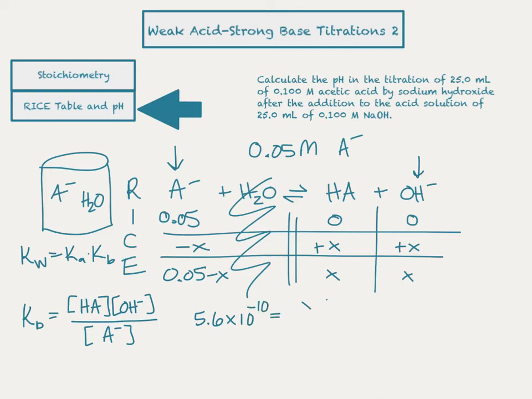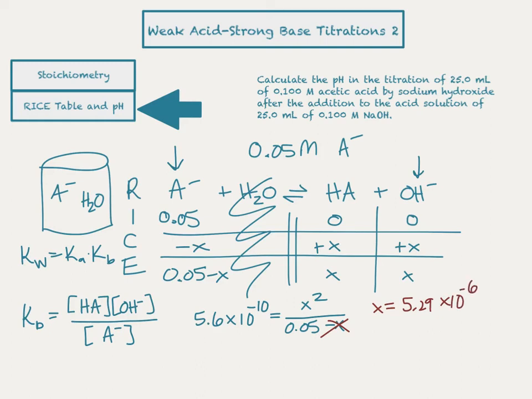equals x squared over 0.05. And you could write out the minus x, but honestly, it's such a small K value that we can use our 5% rule and just cross that out. Okay, so let's do some math really quick. We multiply our 0.05 over, and then we square root the answer of that to end up with an x equal to, let's say, 5.29 times 10 to the negative 6.